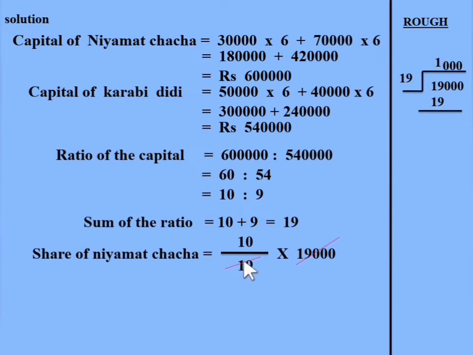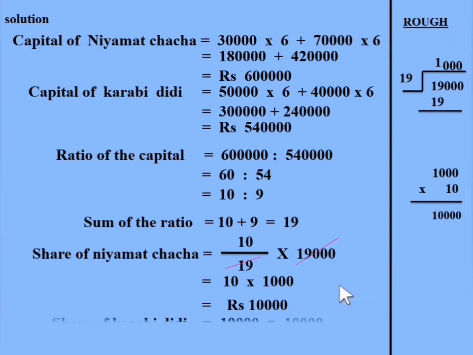Now multiplying 1000 by 10, here remains 10, multiplied by 1000. Let's multiply 1000 by 10 equals 10,000. So the share of Niyamat Chacha is rupees 10,000.